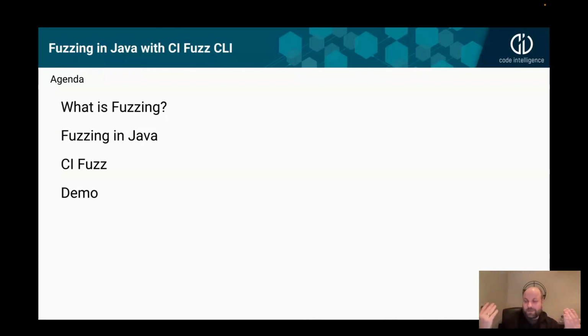So the agenda today, we'll start with an introduction. What is fuzzing? And then we'll talk about fuzzing in Java, followed by a brief introduction of what CI Fuzz is and how it can be used with Java. And then I'll show a demo of how to fuzz Java code with CI Fuzz, Code Intelligence's free command line based fuzzer tool.